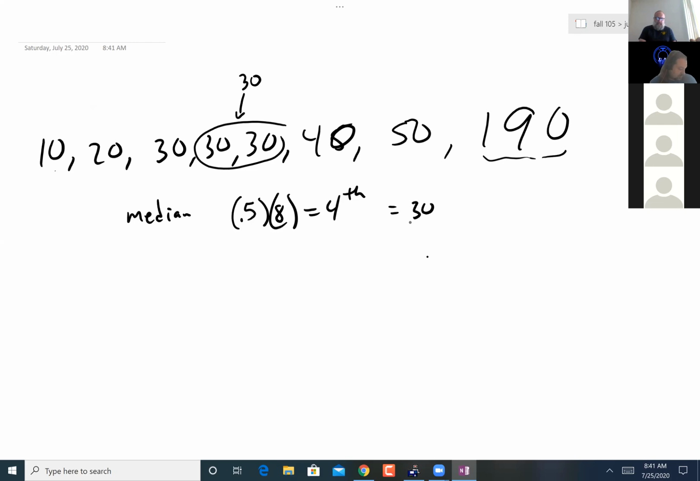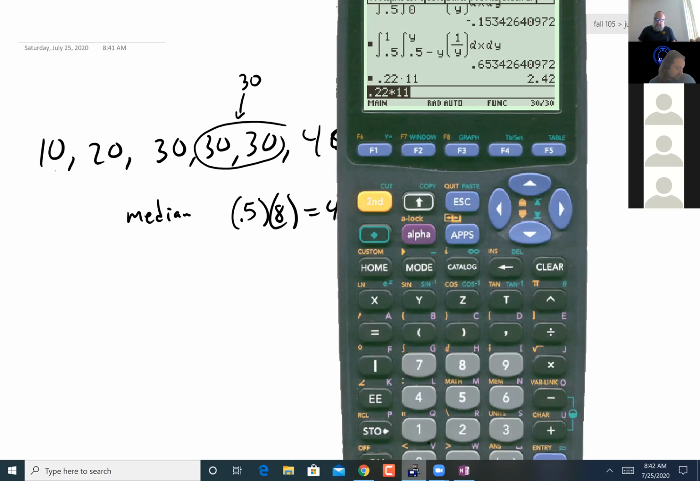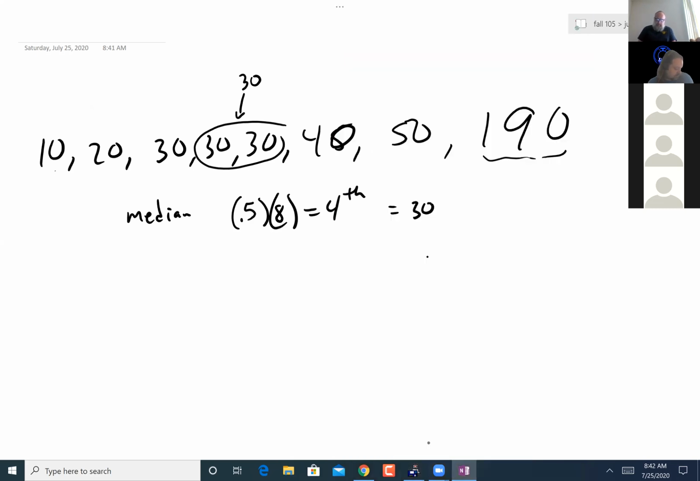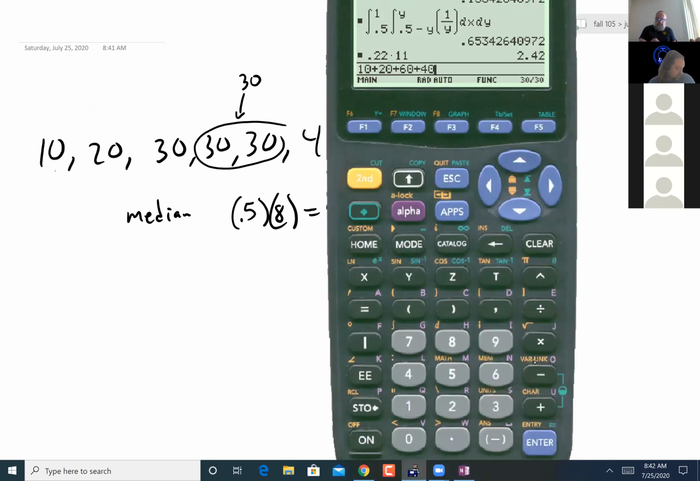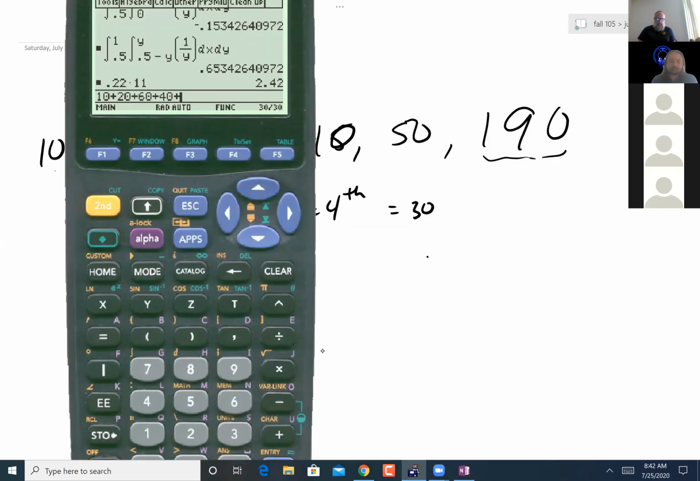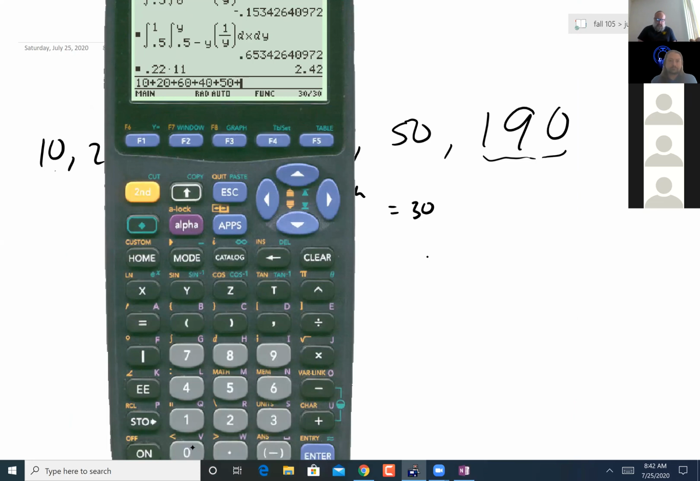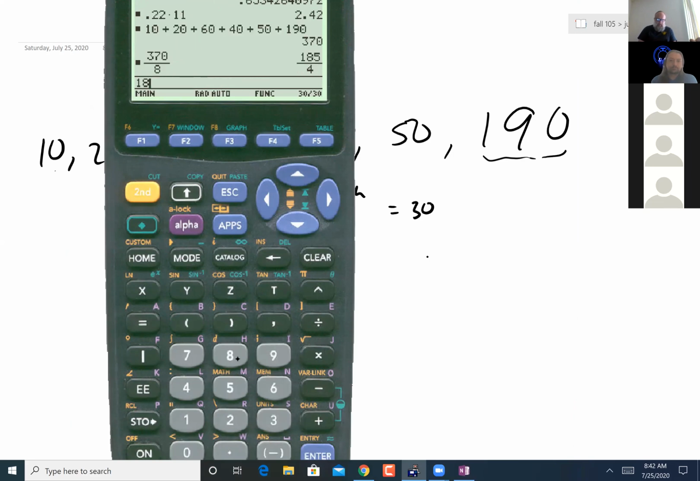All right, it's 30. The average is going to be huge. I will go ahead and compute this one just for fun. So 10 plus 20 plus 60 plus 40 plus 50 plus 190 divided by 8 is, oh, I'm sorry, it's 370. 370 divided by 8 is 46 and a quarter.